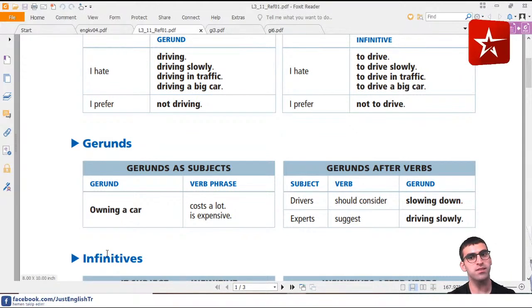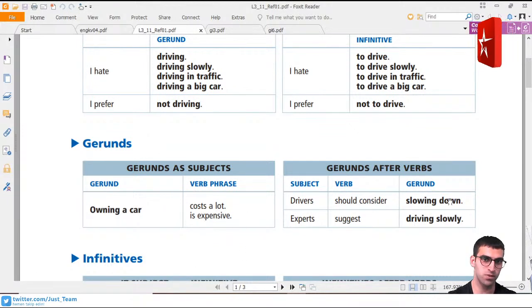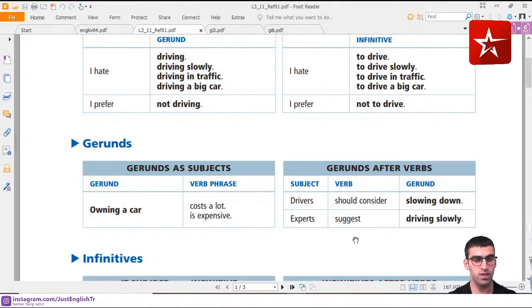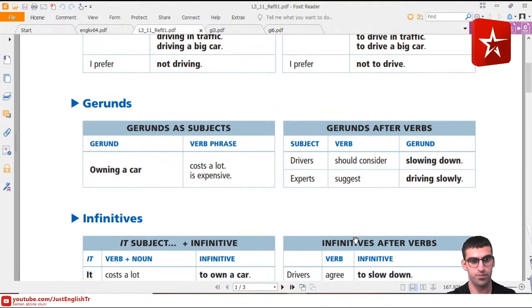And after some verbs, we use gerunds. For example, drivers should consider slowing down. Here, as you see, experts suggest driving slowly. So after consider and suggest, we use a gerund.